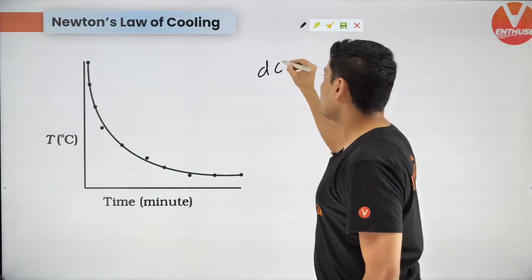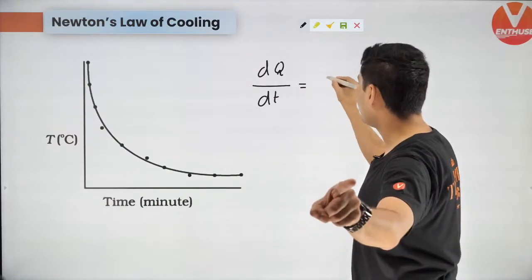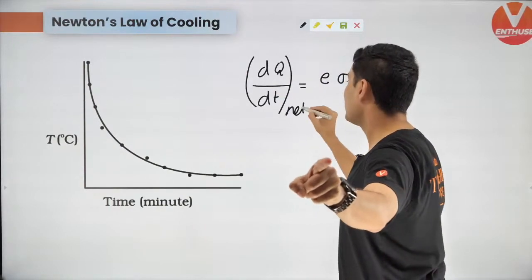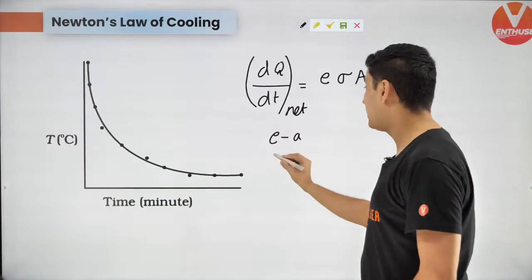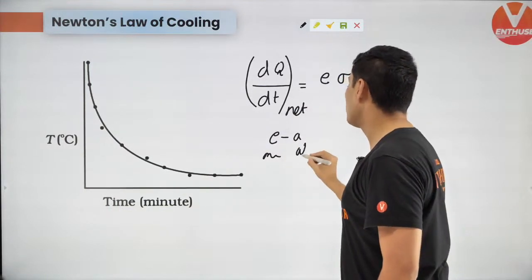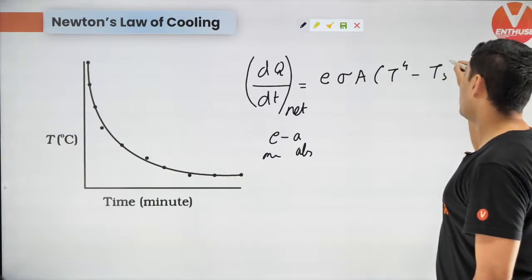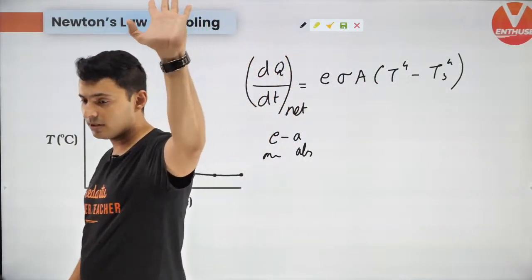And remember this, net heat flow is always e sigma A. This is net, emitted minus absorbed. All right, emitted minus absorbed. Keep this in mind. T raised to 4 minus surrounding temperature raised to 4. Very important. Keep this in mind.